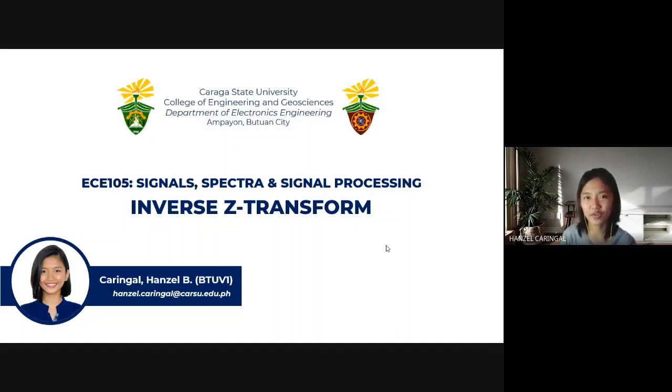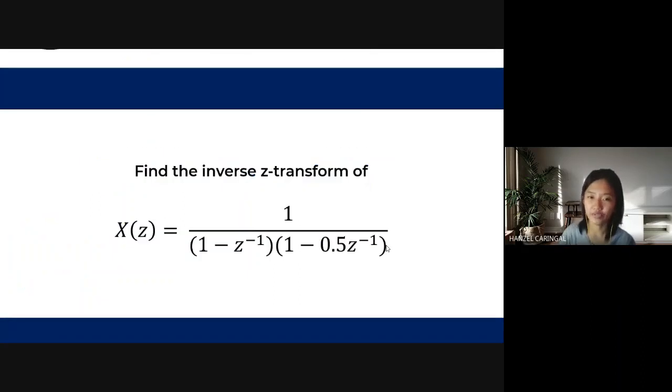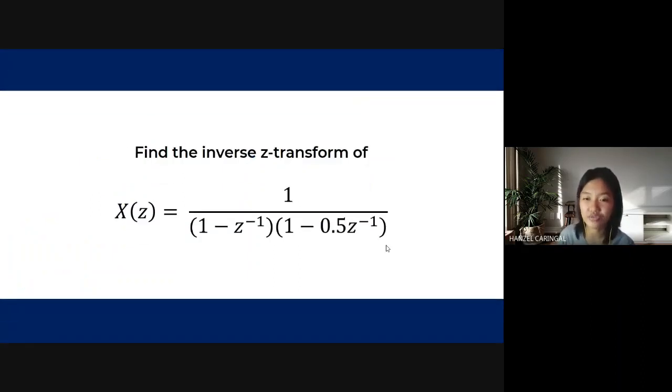Hi, I'm Hansel from section BTUV1, and for this video, we are again tasked to solve another problem involving inverse Z transform. We have the problem: find the inverse Z transform of the following function, X of z equals 1 over the quantity of 1 minus z raised to negative 1 times 1 minus 0.5 z raised to negative 1.